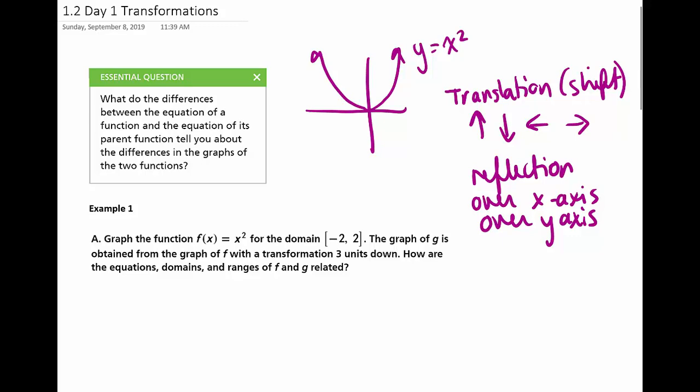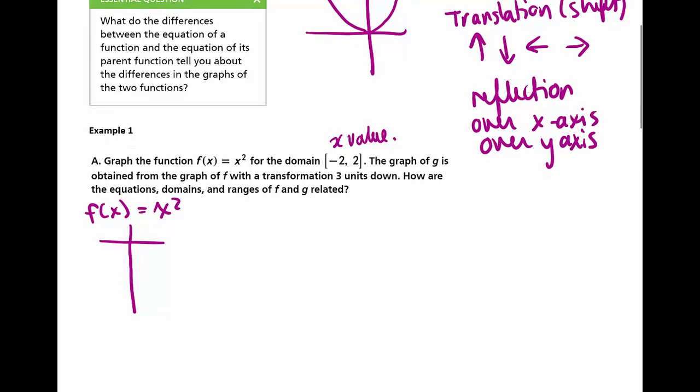Graph the function f of x is equal to x squared for the domain of -2 to 2. So remember, these are x values that were being given here. This is our interval notation for domain. So I'm going to start by creating a table of values. And I'm going to use the actual numbers that were given to us.